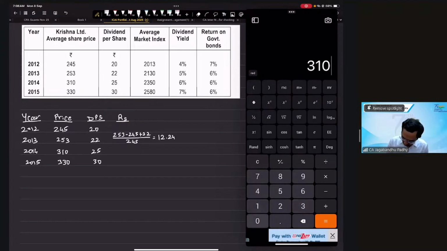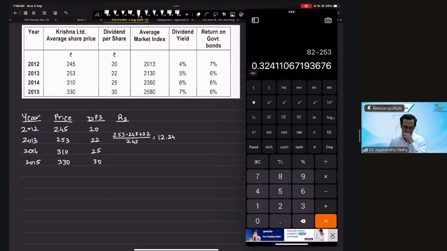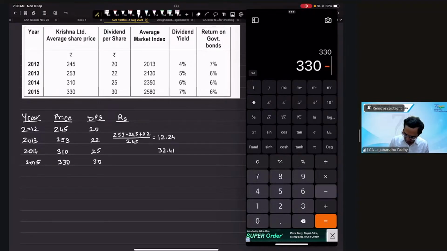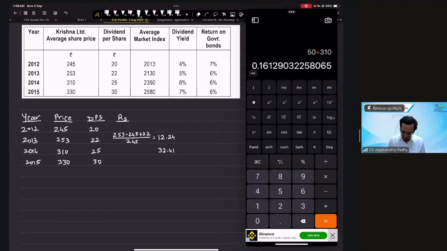Then we have 310 minus 253, plus 25, divided by 253, which is 32.41%. Then 330 minus 310, which is 20, plus 30, which is 50, divided by 310. That's 16.13%. That's the return of the security.